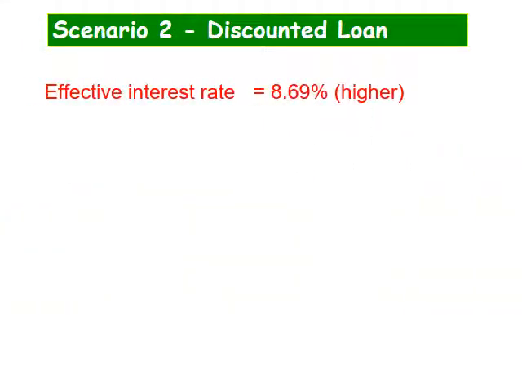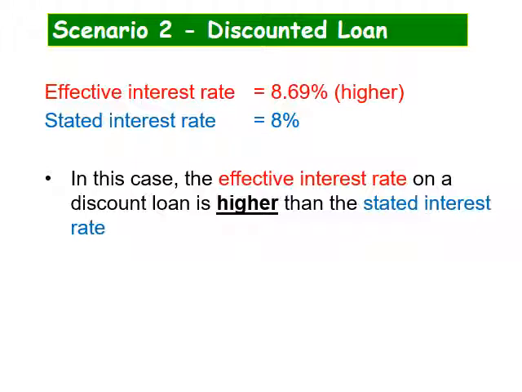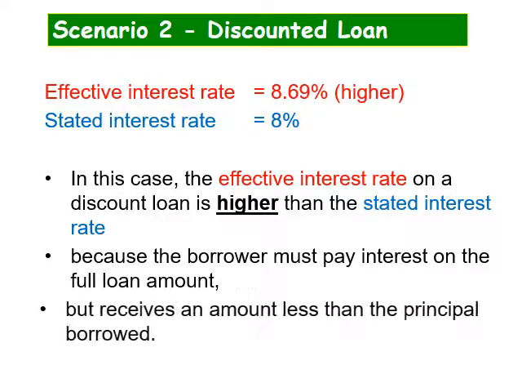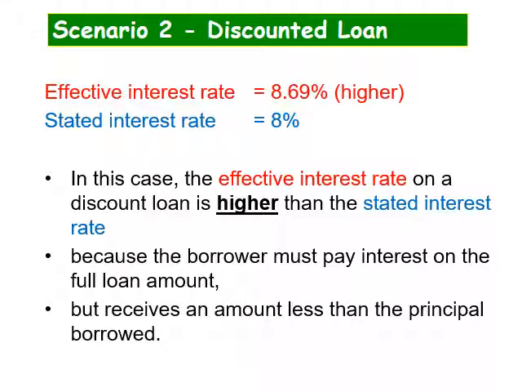The effective interest rate is 8.69%, which is higher than the stated interest rate of 8%. In this case, the effective interest rate on a discounted loan is higher than the stated interest rate, because the borrower must pay interest on the full loan amount but receives an amount less than the principal borrowed.